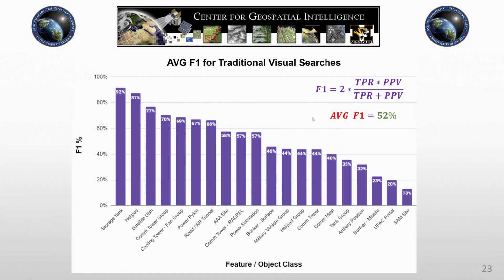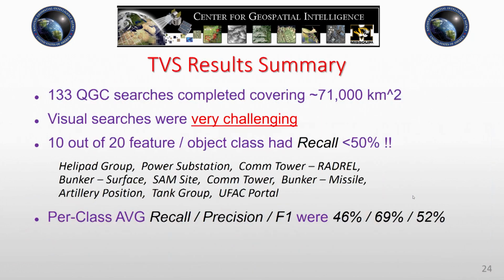So on average, the traditional visual searches had an average F1 score of 52%, which goes to illustrate how hard it is just doing regular searches to find objects, especially in North Korea, because there's going to be a lot of things that are missed. There can be some false positives because of image interpretation error, but on average it was 50% for these. Storage tanks were the easiest. SAM sites, and I showed you some examples earlier about the challenges in North Korea, were the hardest. Going from 92% F1 on the storage tanks, which are large and usually not well concealed, all the way down to SAM sites at 13%.